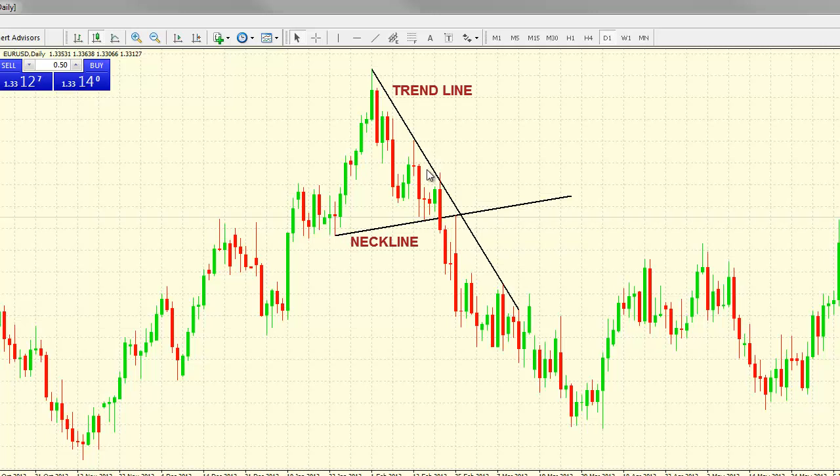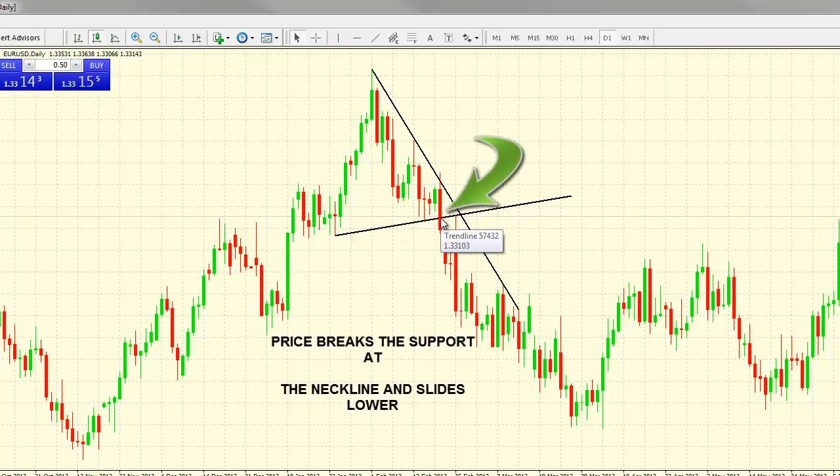Once the price slides to lower levels after the formation of the right shoulder, if it breaks below the neckline, at this point it is considered to be a confirmation of the trend reversal from buying towards selling. So a trader would consider selling the euro dollar at this point.